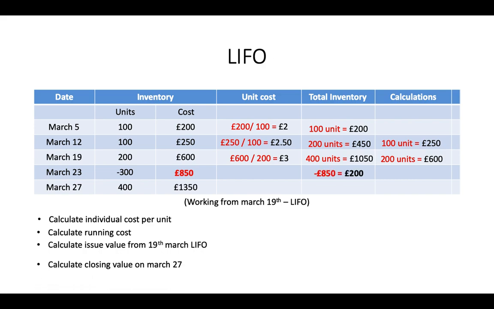In order to calculate the closing balance on March the 27th, we're going to take our existing closing inventory of 1,050 minus our 850 that we've just issued out, giving us £200 worth of inventory. On March 27th, we bought in some more at 1,350. Adding that to our 200 gives us £1,550. So using the last in, first out method, we have an issue price of 850 and a closing inventory of 1,550.